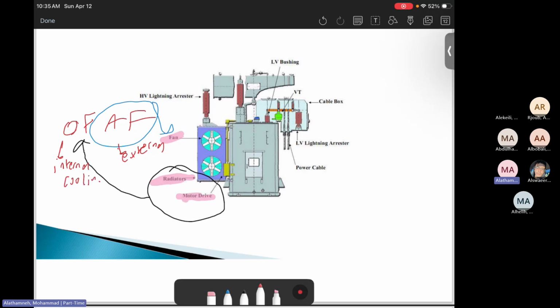And we already talked about the cooling before, in the last lecture. Then we can also see the bushings and the lightning arrestors for the transformer. Those are the high voltage bushings and low voltage bushings, as we see, the cable connector, the low voltage lightning arrestors as well, and the power cable.